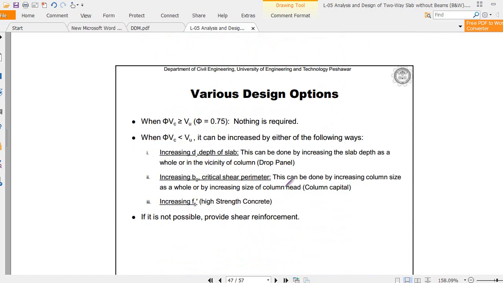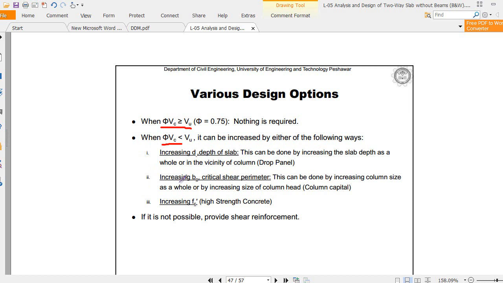Now what further you have to do? You have to compare the punching shear capacity of your concrete against your Vu. If it is greater than this one, you are okay, you don't need any kind of shear reinforcement. If this case exists, then you have to use a different arrangement to control your punching shear. For that purpose, if you have a flat system, remember these three techniques are used in a flat system.